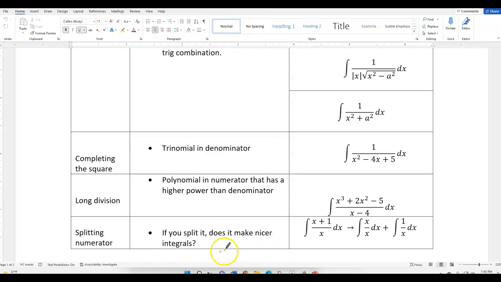Finally, you have splitting the numerator. So if you have something like this, you could split it up so you end up with the integral of x over x and 1 over x. So you just split the numerator up into two separate integrals. And that can actually make the integration process a little bit easier. X over x is 1, and then you have 1 over x here, and that would be much easier to integrate. So all of these are rational expressions, and they all kind of look similar.